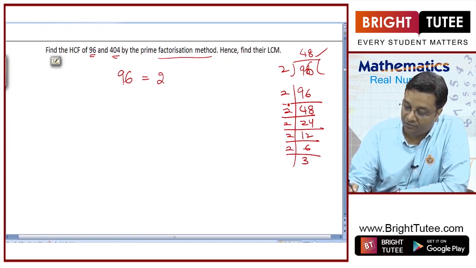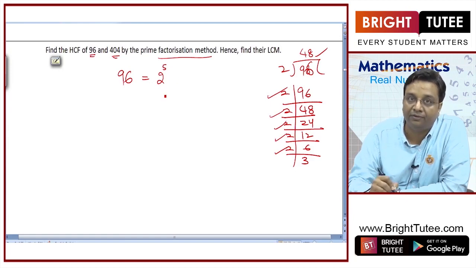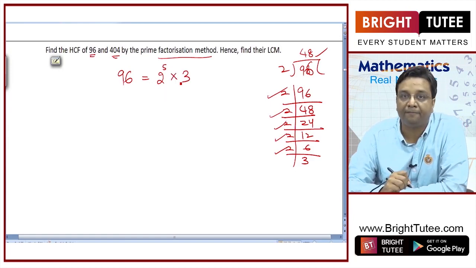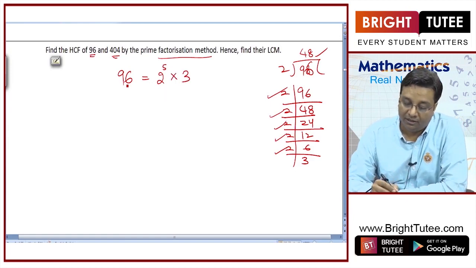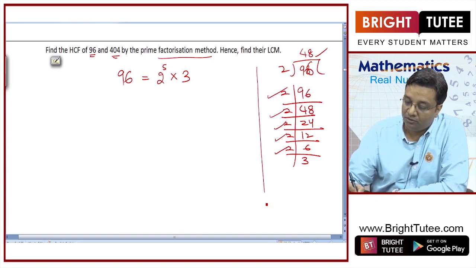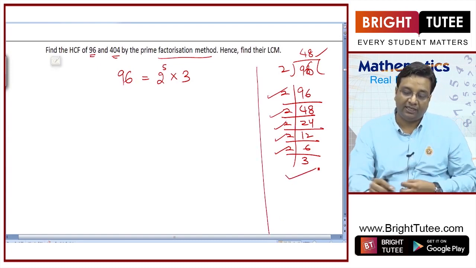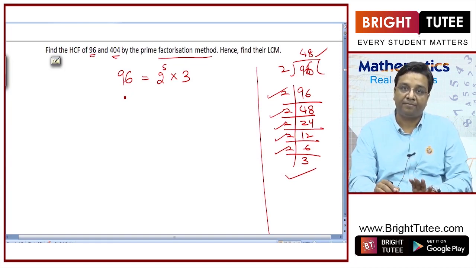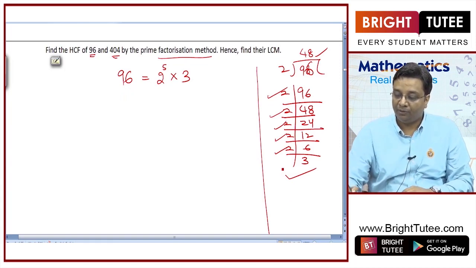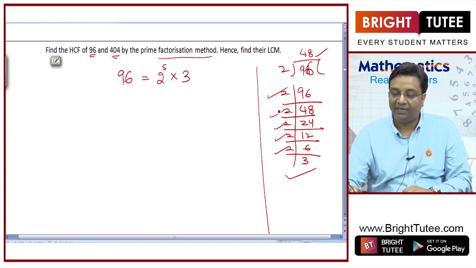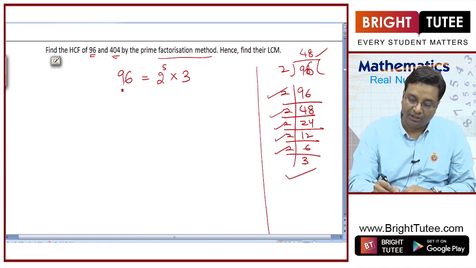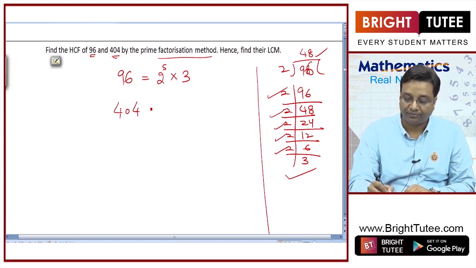So what are these factors? You have got powers of 2 like this, 1, 2, 3, 4, 5, 2 raised to power 5 into 3, right? So after a time you won't have to do this calculation here. You can directly see that it is 32 into 3, right? Till that time you keep on factorizing a number by dividing it, okay? So the prime factorization of 96 is 2 raised to power 5 into 3.